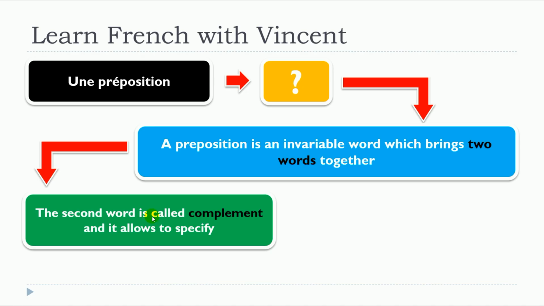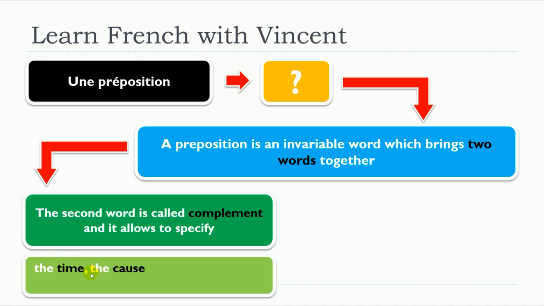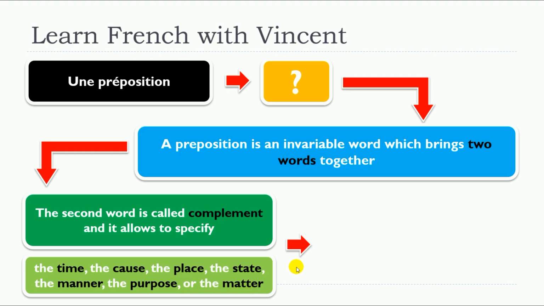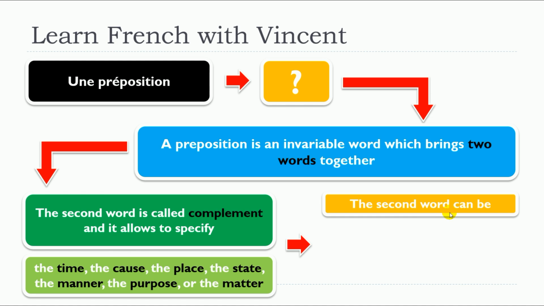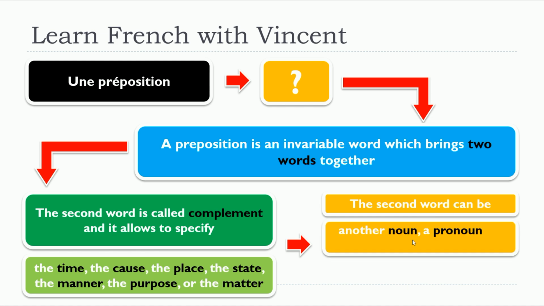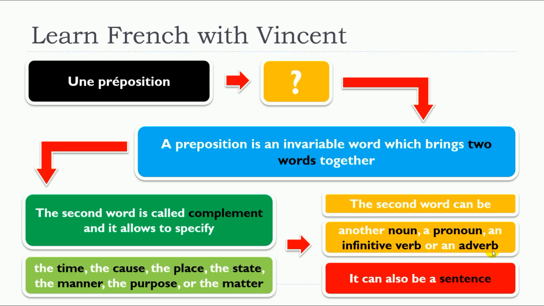The second word is called complement, and it allows to specify the time, the cause, the place, the state, the manner, the purpose, or the matter. The second word can be another noun, a pronoun, an infinitive verb, or an adverb. And last but not least, remember that this complement can also be a sentence.